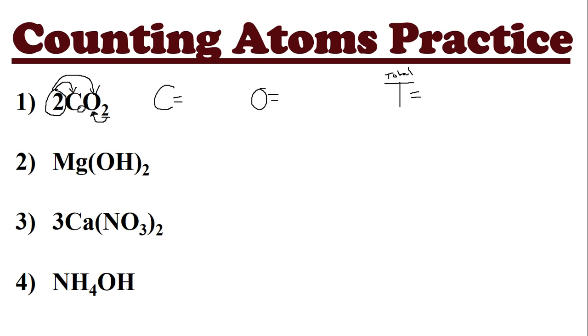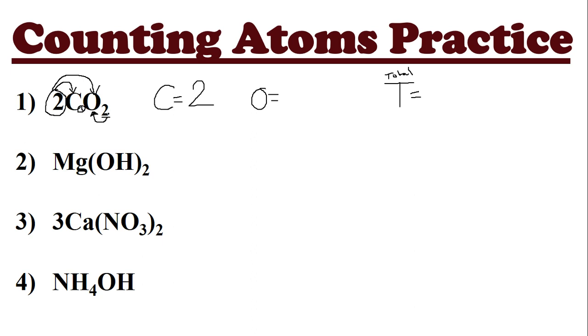If you say no, then you're wrong. There is a number. It's 1. Remember, chemists don't write the number 1. They're just implied. All right, so for the C, we have a 1 going to it, and we have a 2 going to it. We multiply these numbers. So 2 times 1 equals 2.